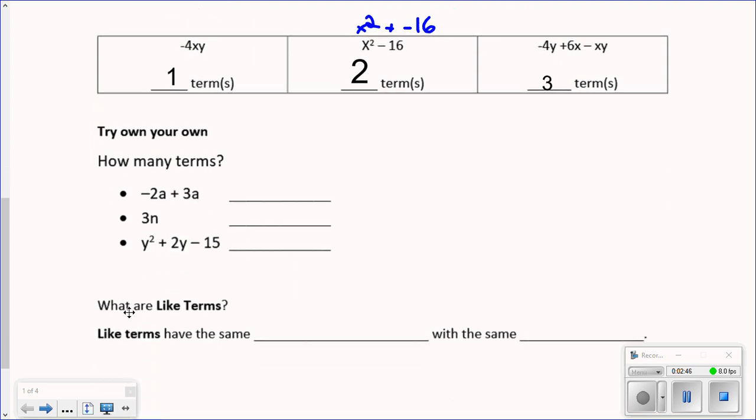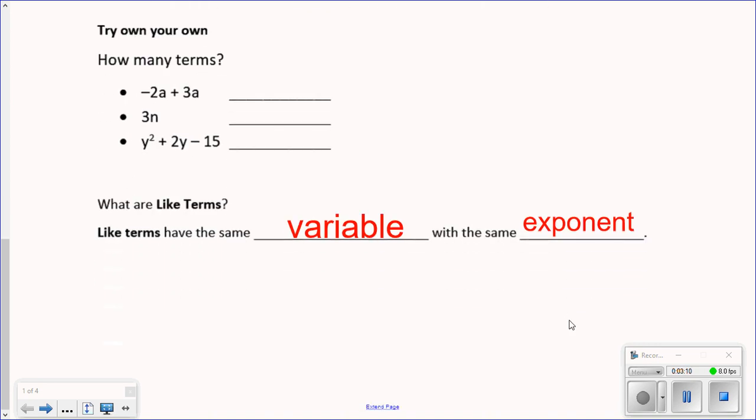Now, like terms, there's a little bit more to it. Like terms actually have the same variable, which means the same letter, and they have the same exponent. Okay? So just because you see two x's doesn't mean they're like terms, it just means that they both have the same variable. They need to have the same exponent part. So if they both don't have an exponent, great, they're the same. Alright?